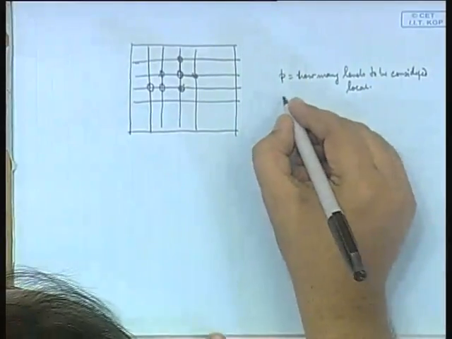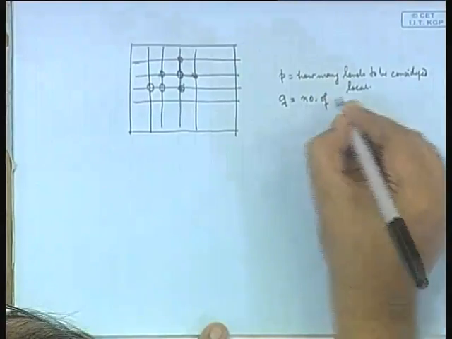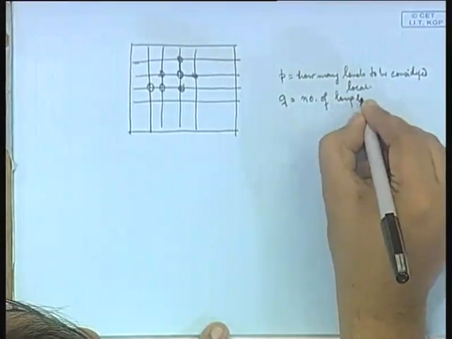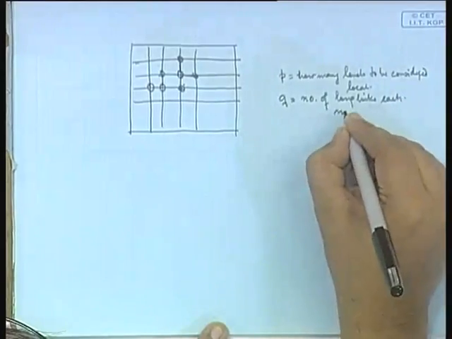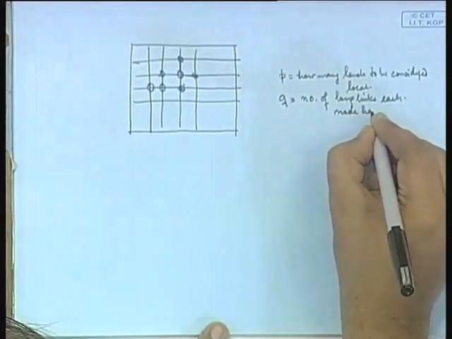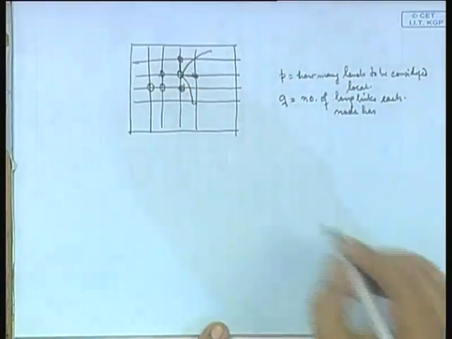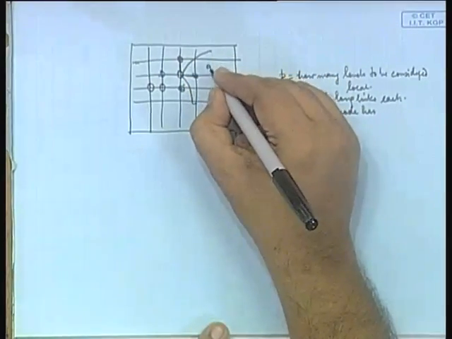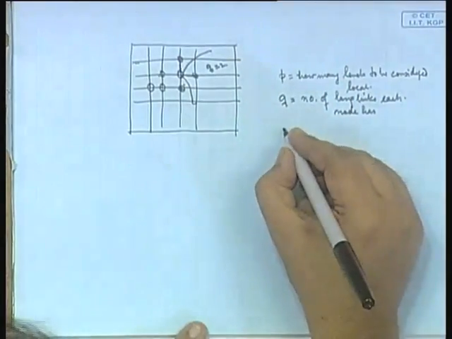Okay. What is q? Q is the number of long links each node has. So, this means q is equal to 2. Okay. And what is R?